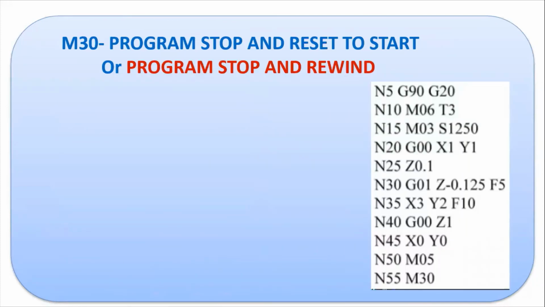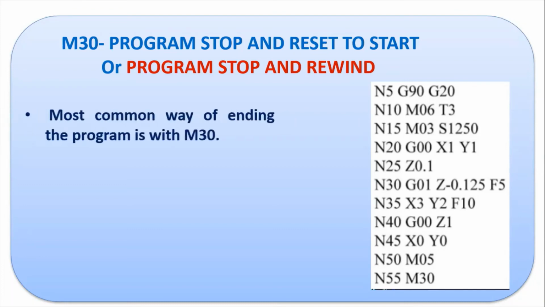Then the M30. So basically M30 indicates the program stop and reset to start, or even you can say program stop and rewind. What is the meaning of this? So the most common way of ending the program is with M30. So generally we are not using the M02. We are always using the M30.